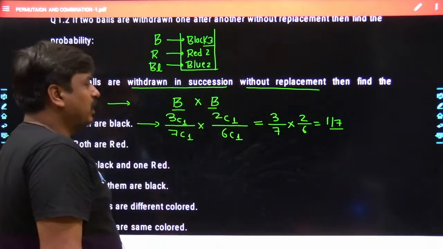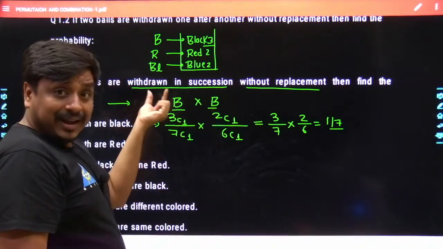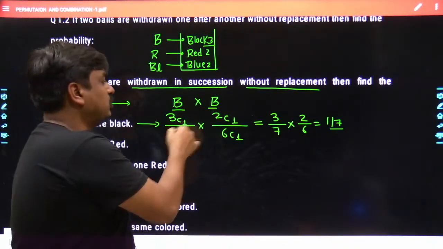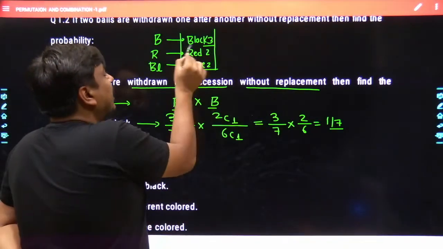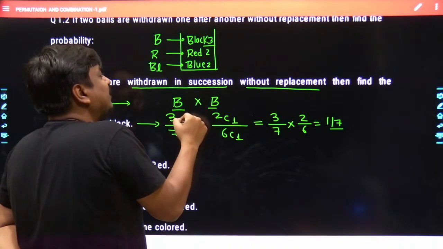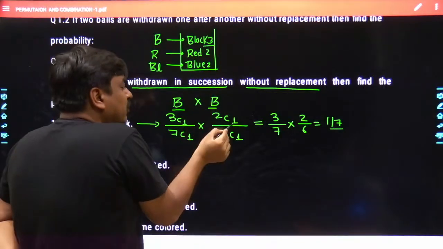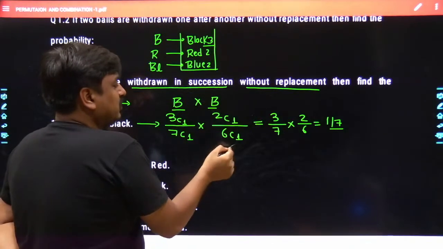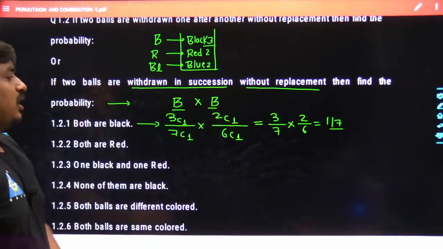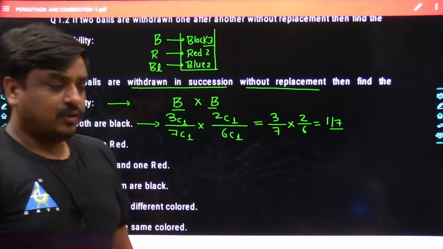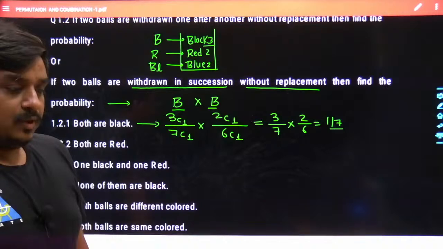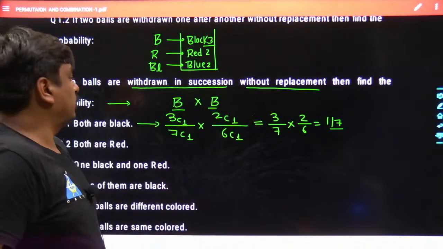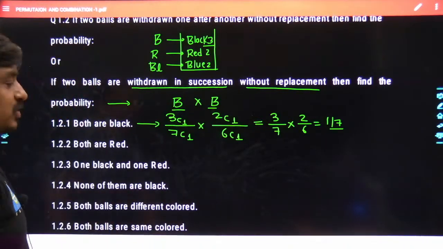Why has this multiplication come? Because as per my requirement, I want the first ball as a black ball and the second ball as a black ball. Wherever the word and comes into the picture, by default I take the multiplication. Already one black ball has been discarded, so out of 2 black balls, how many ways can one ball be selected? It's going to be 2C1 over 6C1. At the end of the day, the result after solving this complete problem is 1 upon 7. Yes, that is fine, 1 upon 7 is coming.